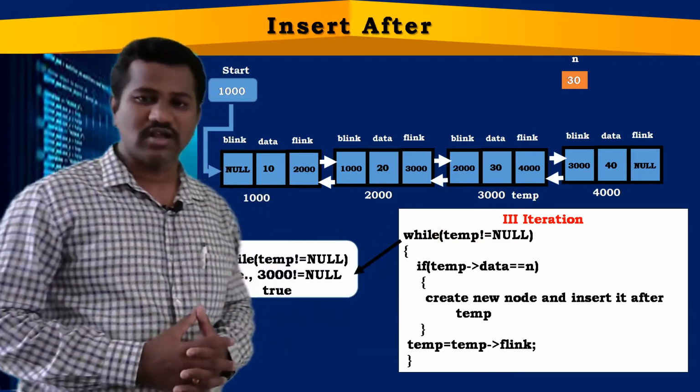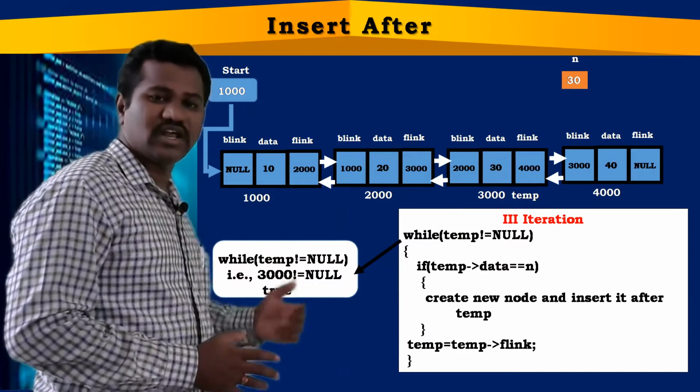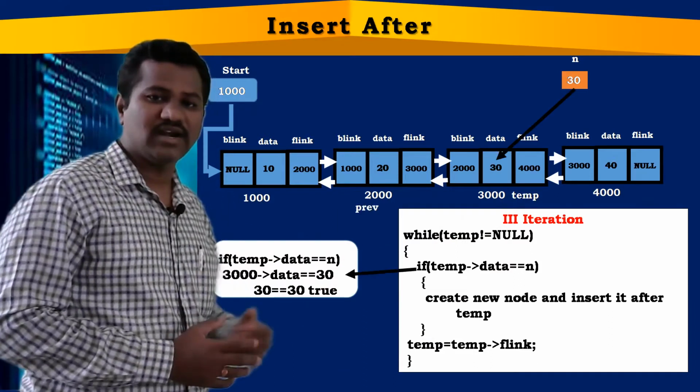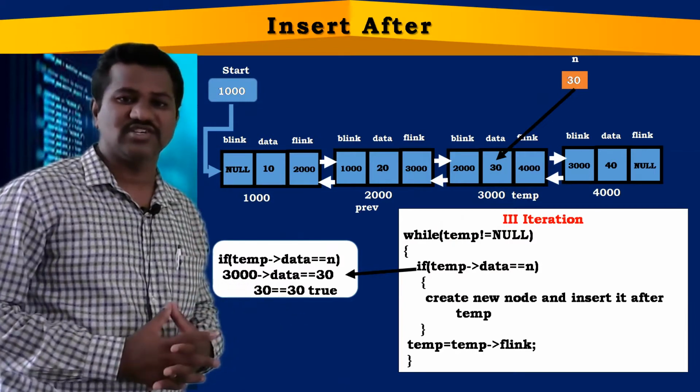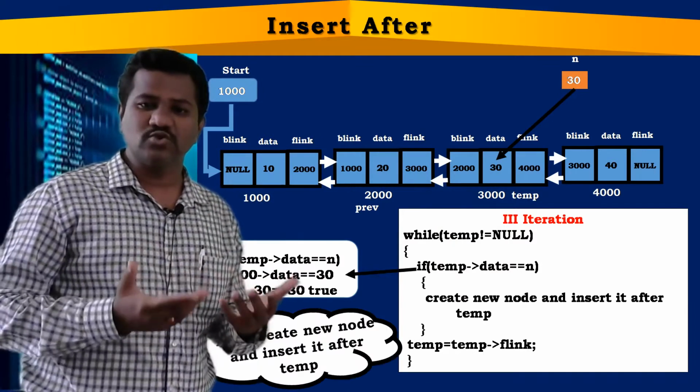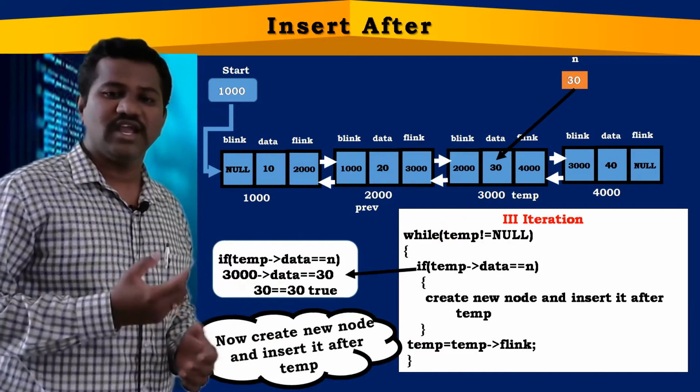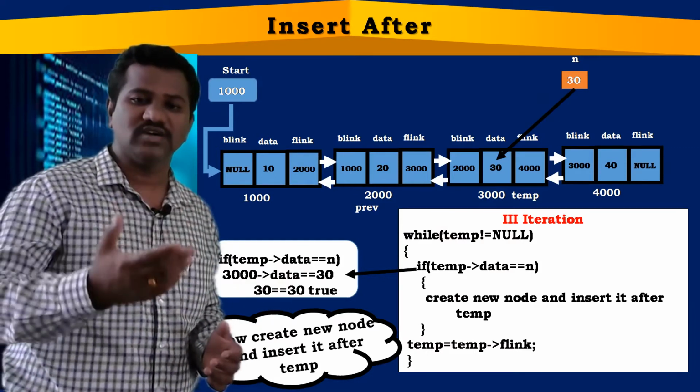like 3000 not equal to null, condition is true, and condition true means we are going with the if part. What does the 3000 data part contain? 30. 30 equal to 30 means the condition is true. If the condition is true, then what do we need to do? We need to create a new node and insert that new node after temp.